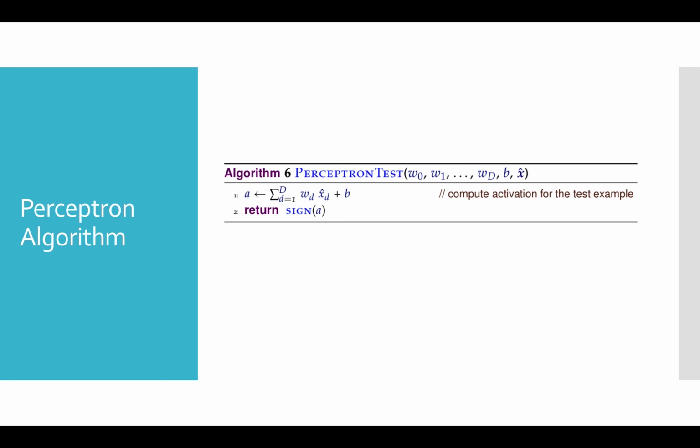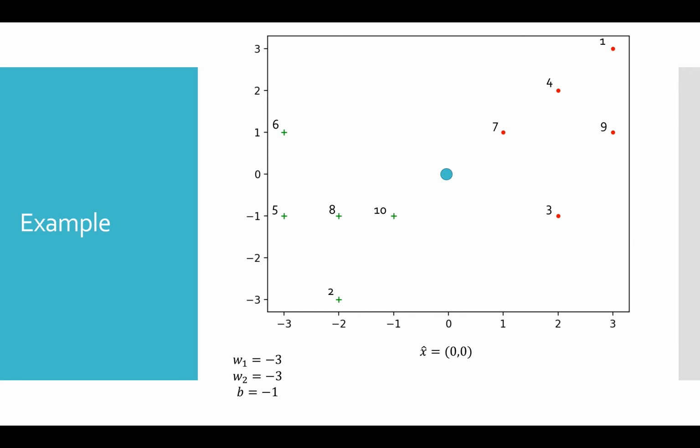To test the perceptron, we simply calculate the activation and apply the sign function. So if we have this test point, 0, 0, we calculate the activation, it's -1. We apply the sign to -1, and we get -1. So that's going to be a negative sample.